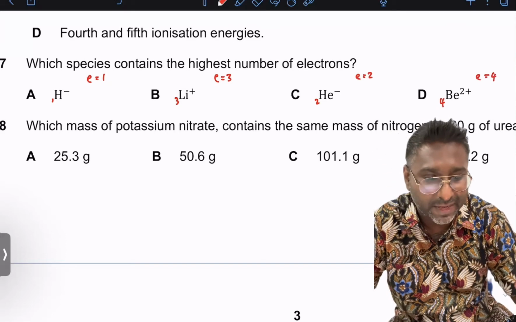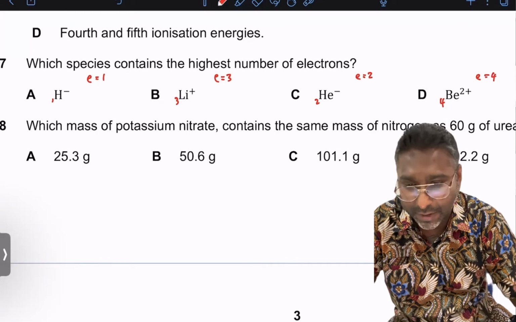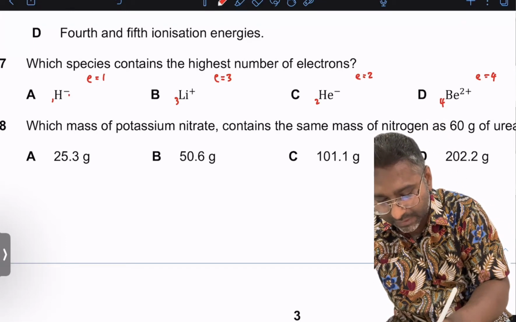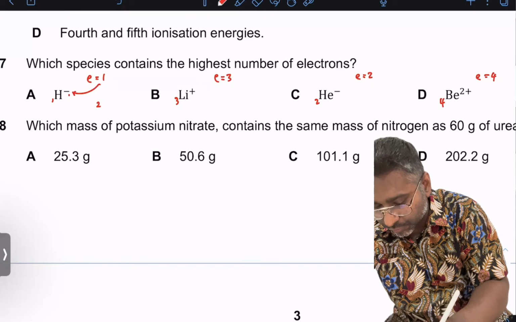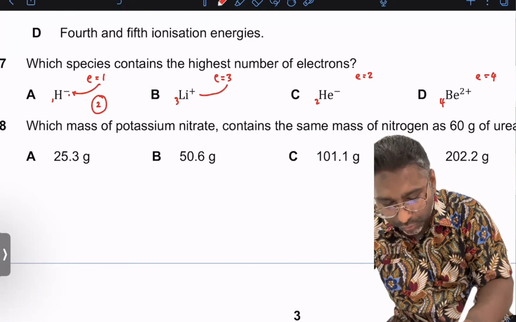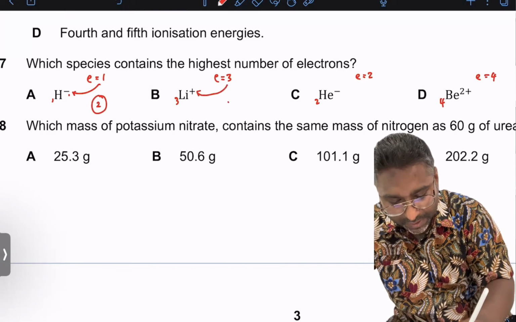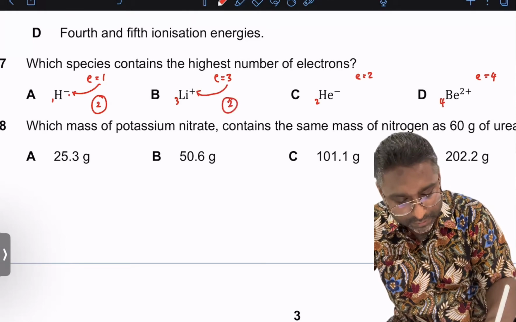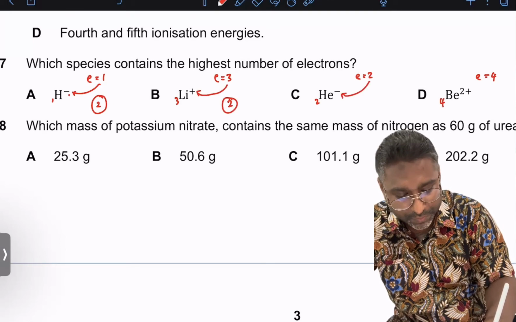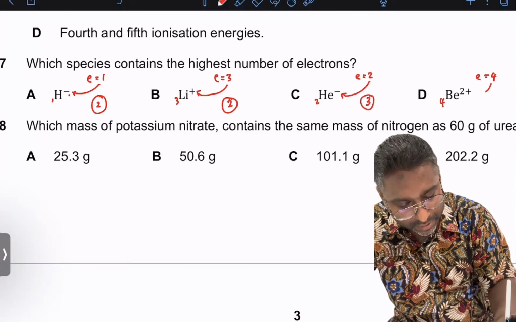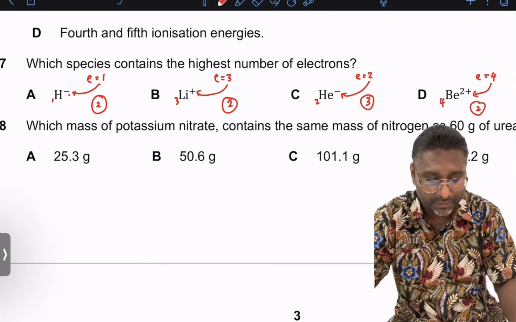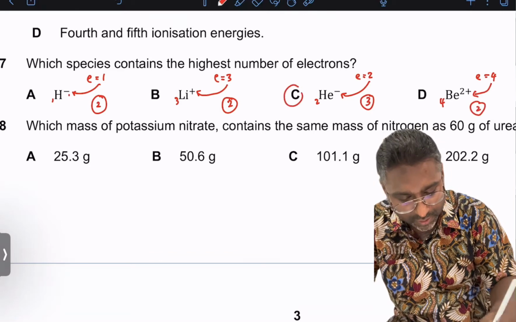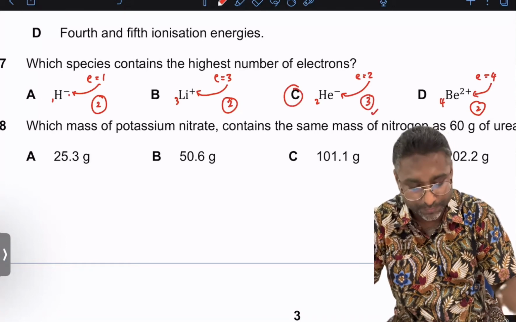But now because we are dealing with ions, you can see the negative charge, so you are going to gain 1 electron, so the electrons are 1 plus 1, so 2. Here they are losing 1 electron, so 3 minus 1, so 2. Here they are gaining 1 electron, 2 plus 1, so 3. Here they are losing 2 electrons, so therefore they are going to be 2. They want the highest number of electrons. The answer is C because 3. The rest are all 2.